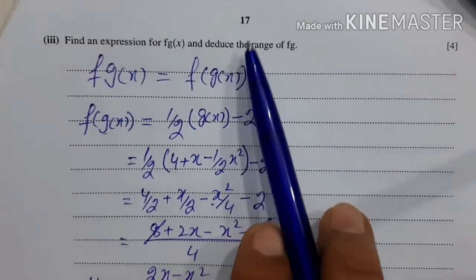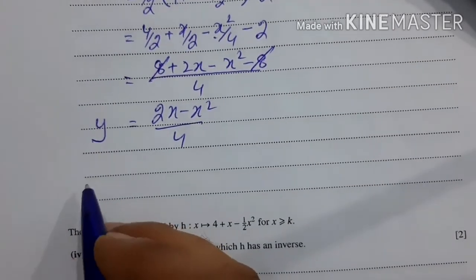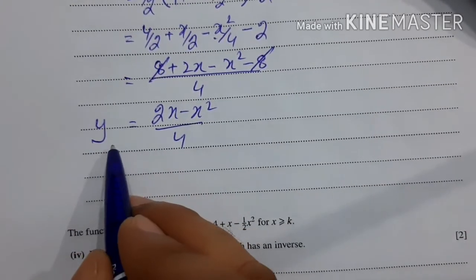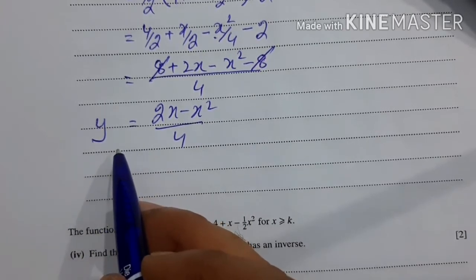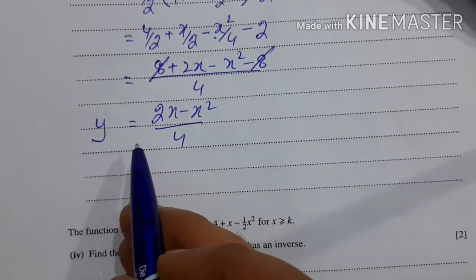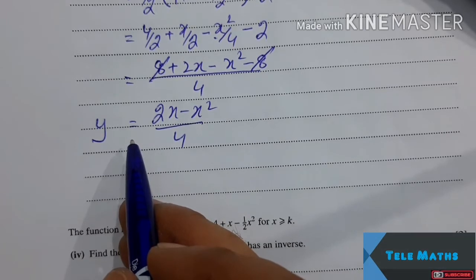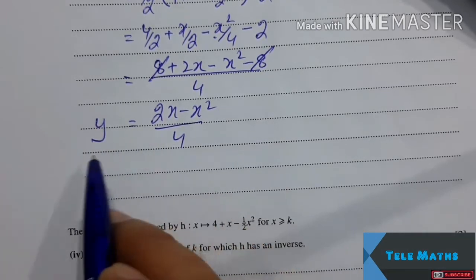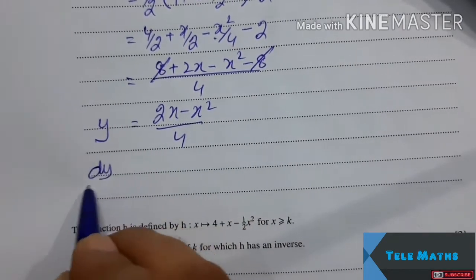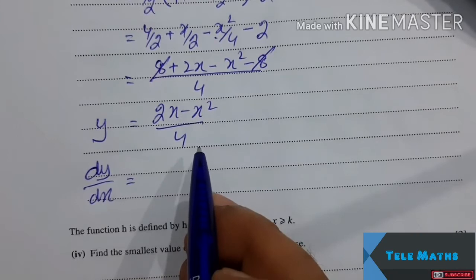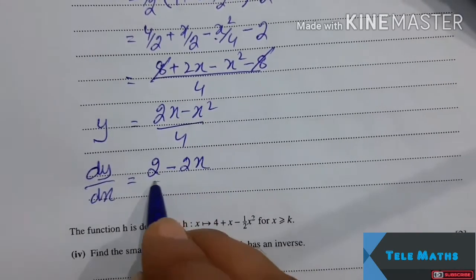So for the range of fg, we need to find the stationary point first. So for stationary we need the derivative of this function, because we need to put the derivative equal to 0, because the gradient of the curve at a stationary point will always be 0, because the tangent will be horizontal, parallel to the x-axis. So dy by dx will be 2 minus 2x over 4.